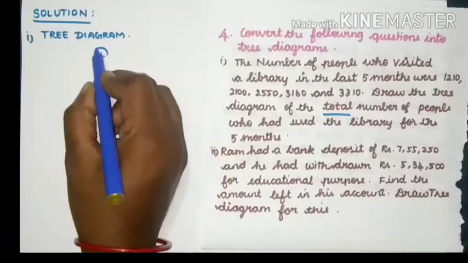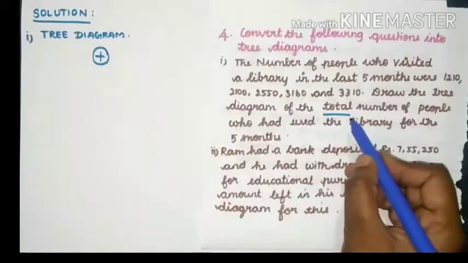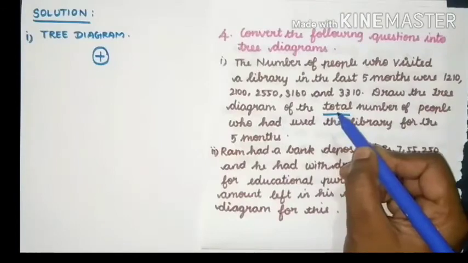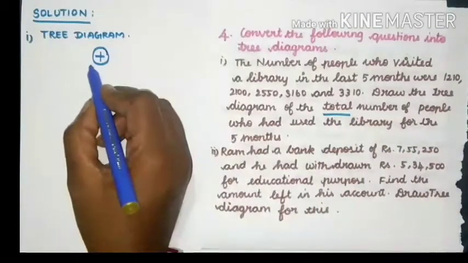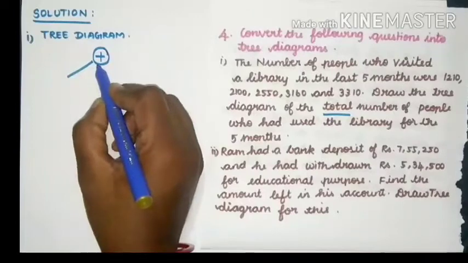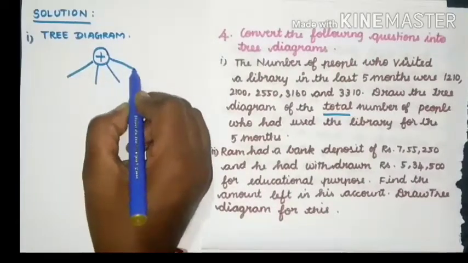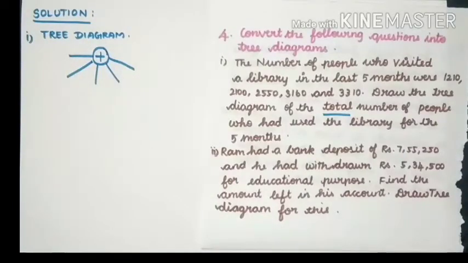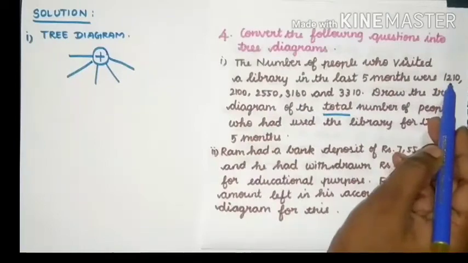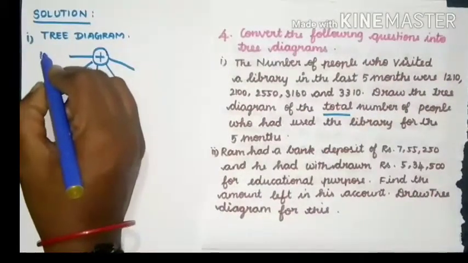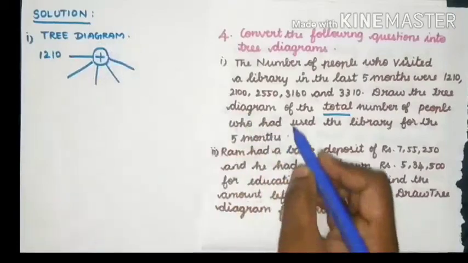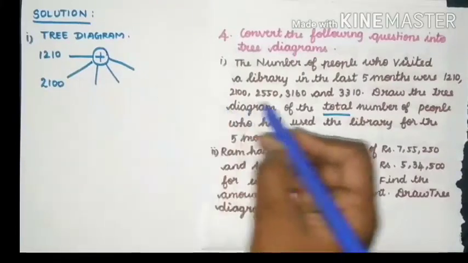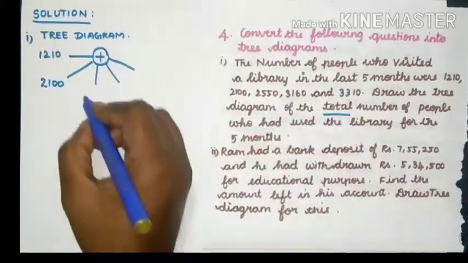First you have to put the addition operation because total number of people we have to find. Total means what? Yes, we have to add the number of people. So put addition symbol. Then you have to add the number of people who visited the library in past 5 months. In the first month, 1210 people were visited. Then in the second month, 2100 people were visited. And in the third month, 2550 people were visited.